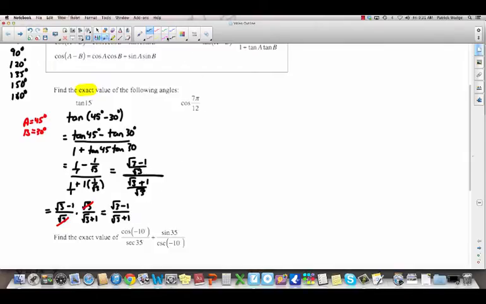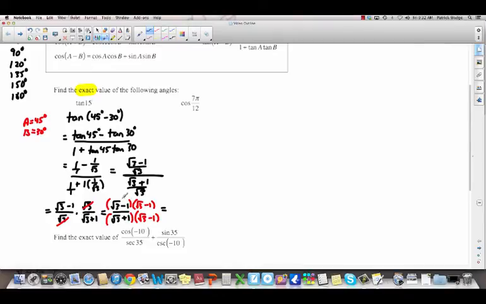But we don't want that answer. We want to rationalize the denominator. So we have to multiply top and bottom by the conjugate of root 3 plus 1. What's the conjugate? Root 3 minus 1. Do the same here, root 3 minus 1. We're really running out of space, but we can get this done here.